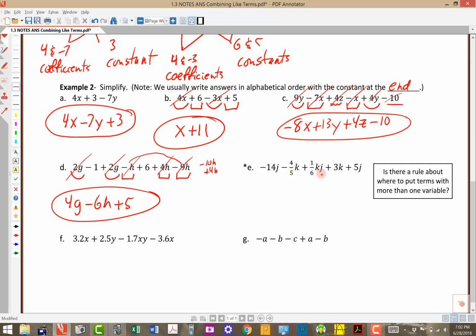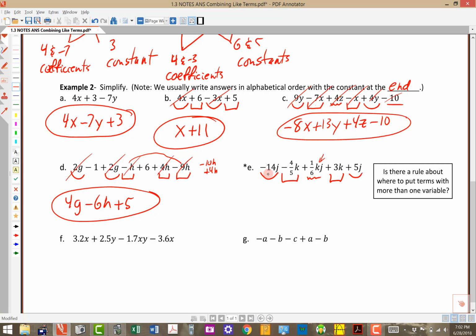You'll notice that we've got some fractions, and we've got this term right here that has a k and a j. So these two with the plain old j's, those are like terms. These with the plain old k's, those are like terms. But this one right here, unless it has both a k and a j, we can't combine it with any of these other guys right here. So let's put the j's together first and then see if we have to use the calculator.